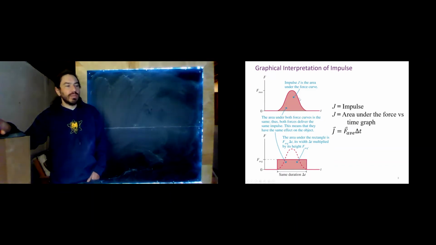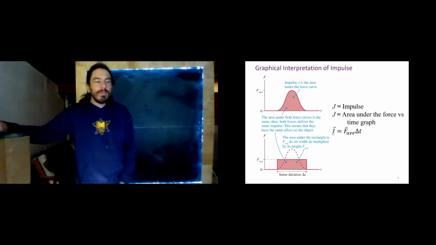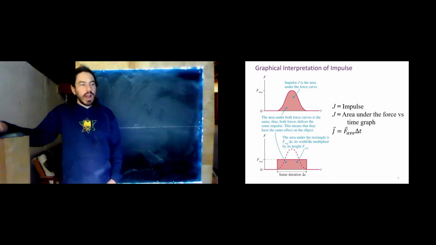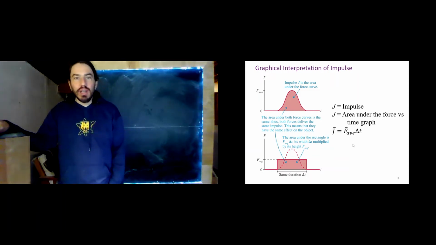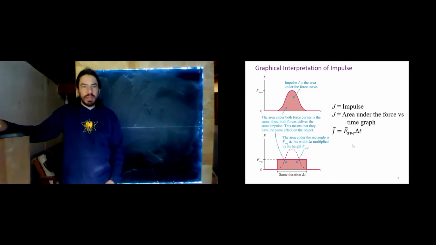So I won't ask you to do something like a shape like this, which would require some calculus. We'll deal with shapes that we can handle without doing calculus. Okay, so that's what impulse is. Now, what is its connection then to conservation of momentum?